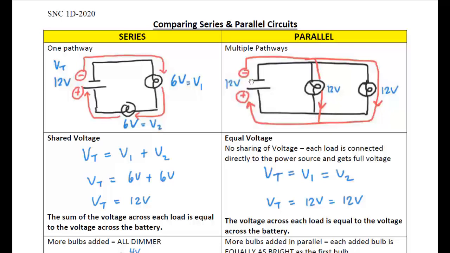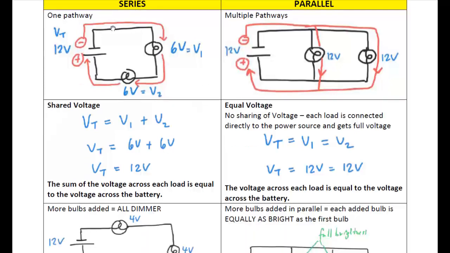Okay? That's going to affect the way that voltage and current are shared between the pathways. If you're looking at this series circuit right here, the voltage coming out of the battery, remember that voltage is potential difference, which is the push power of those electrons. With the push power from the battery, the electrical potential difference is 12 volts, but that's going to be shared between both of these loads, these two light bulbs.